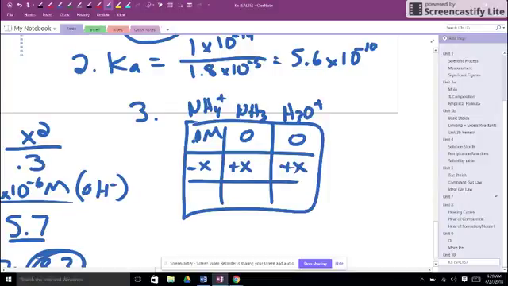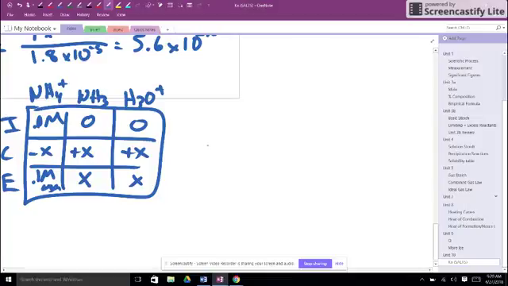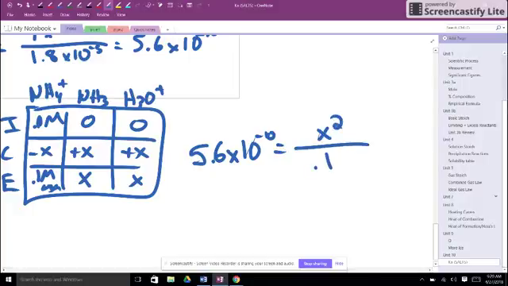The X is going to be negligible compared to the 0.1, so we're just going to say 0.1 molar minus X. We can just ignore the minus X. 0 plus X, we get X for both of these. And now we have our equilibrium concentrations. And with equilibrium concentrations, we can set them equal to K, which was 5.6 times 10 to the negative 10. So that's going to equal X squared over 0.1. We multiply 5.6 times 10 to the negative 10 times 0.1 and then take the square root. And we find that X is equal to 7.5 times 10 to the negative 6th.